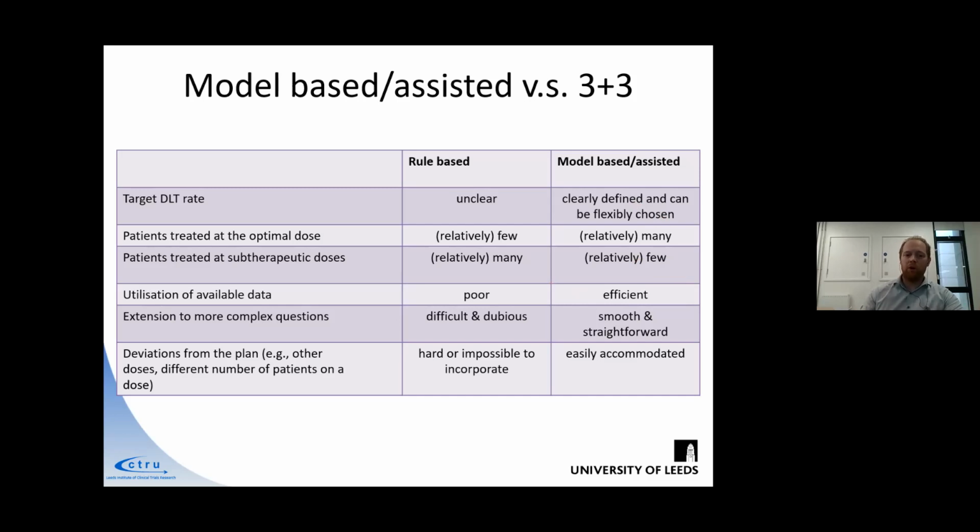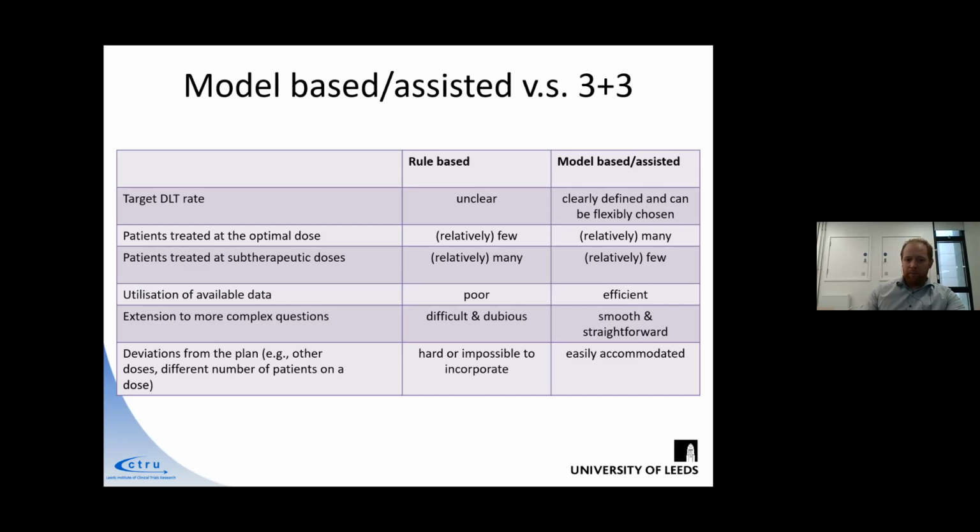If we think about slightly more complicated questions, it's difficult and quite dubious how to do that in the rule-based setting, whereas in the model-based, it's smooth and relatively straightforward to answer different questions and to slightly adapt the design.